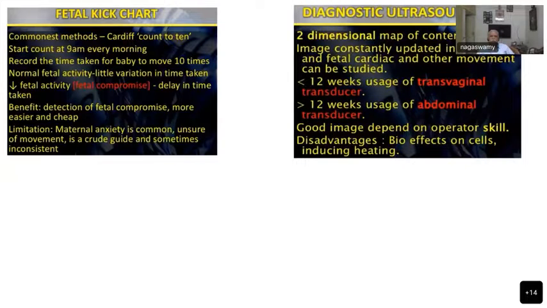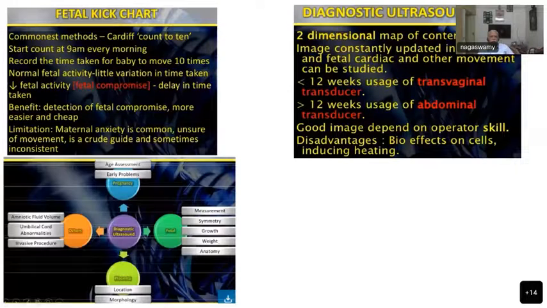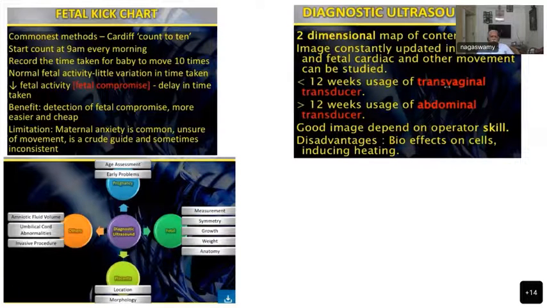Then diagnostic ultrasound. This is the next important cheap method of fetal monitoring. It gives a two-dimensional map of the uterus. Up to 12 weeks, you can use a transvaginal transducer to find out the size. And beyond 12 weeks, you can go for an abdominal transducer to find out the various changes. Disadvantages are the bioeffects on cells and the inducing of heating.